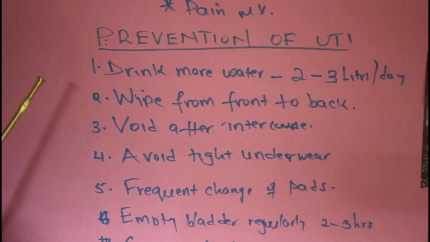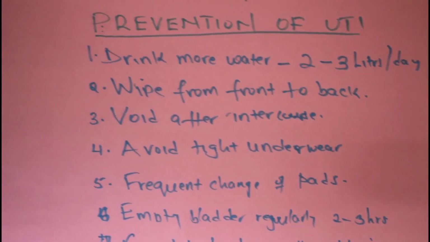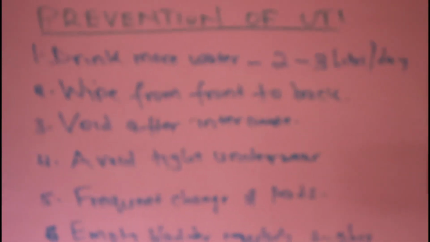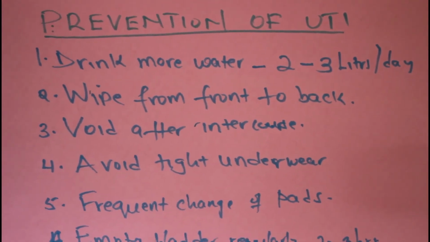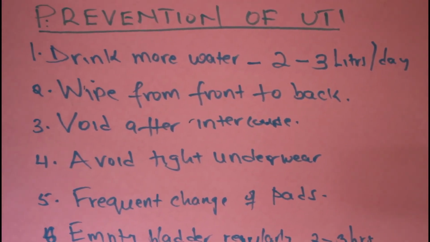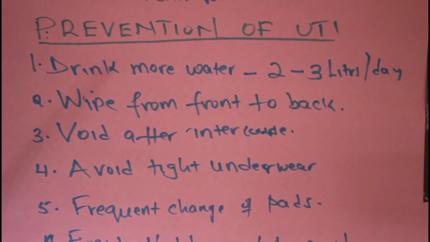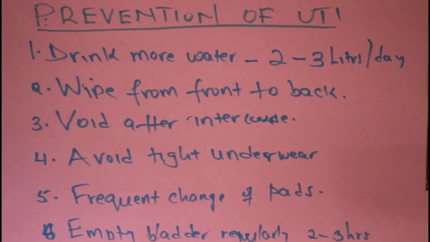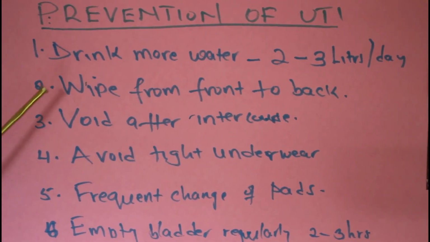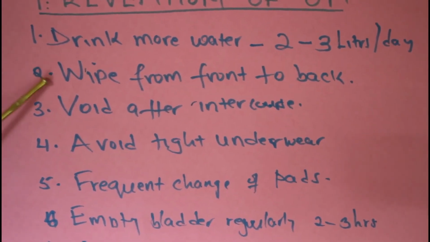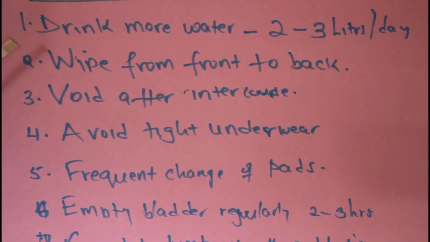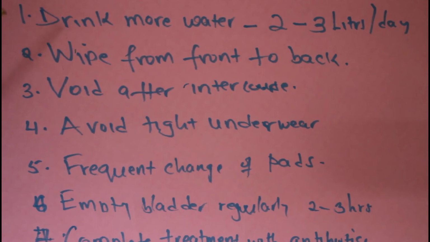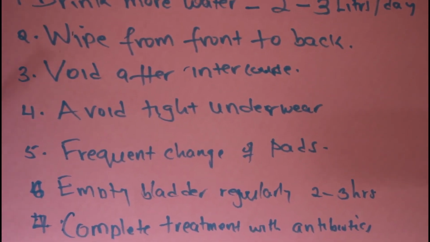Finally, prevention of UTI. You know, prevention is better than cure. So I have 8 preventive measures that will help you minimize the risk of getting UTI. The first one is drink more water daily, that is 2 to 3 liters per day. This will help you to clear your urinary system and also dilute the urine. Second one is wipe from front to back. Mostly ladies, when you wipe from front to back, you minimize contaminating your vagina or the urinary system with microorganisms. The third point is void after intercourse.